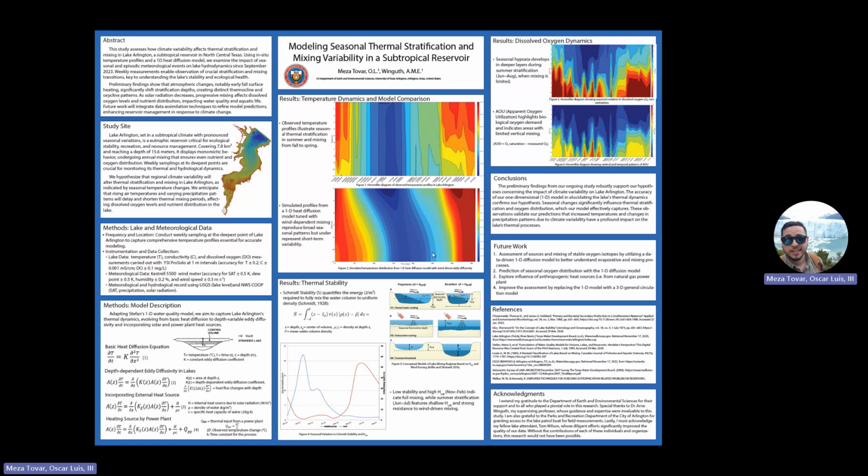Conclusions and future work. Our findings confirm that seasonal climate variability plays a major role in shaping the lake's thermal and ocean structure. The one-dimensional model offers a valuable tool for forecasting stratification dynamics, which are crucial for managing water quality and anticipating ecological stress.